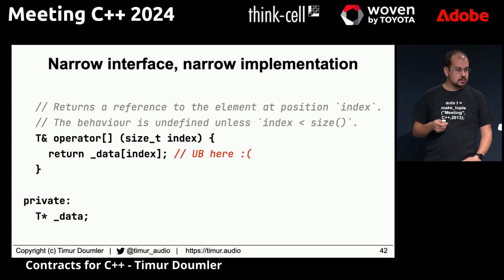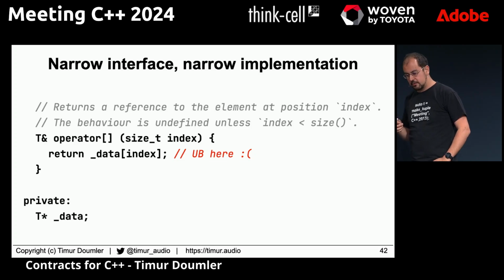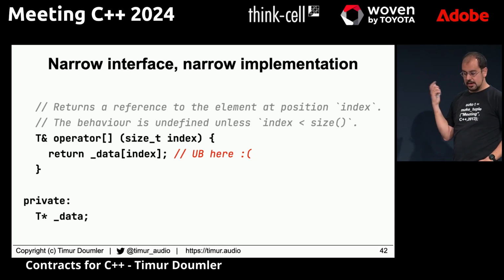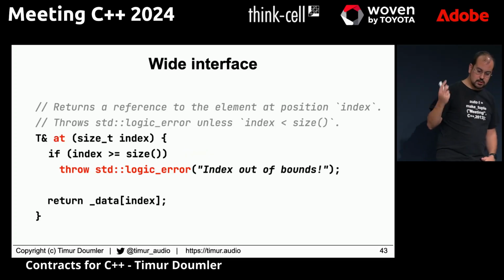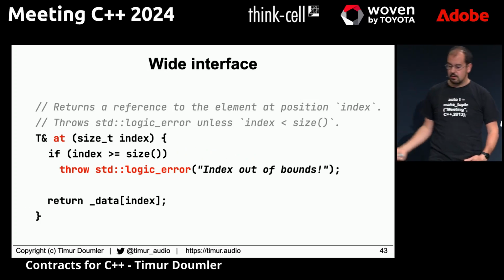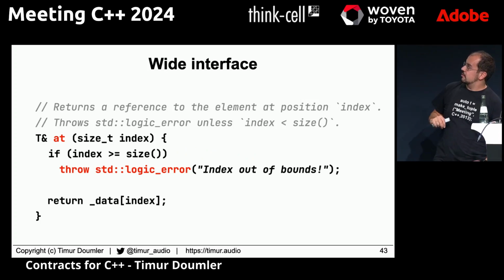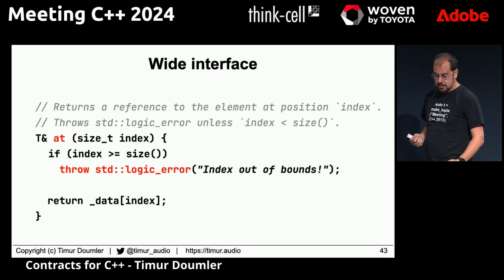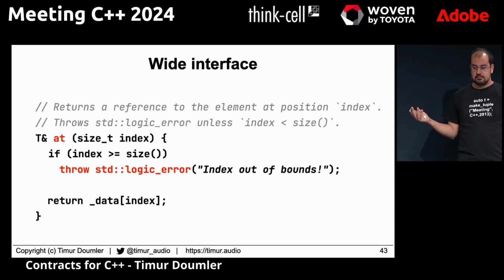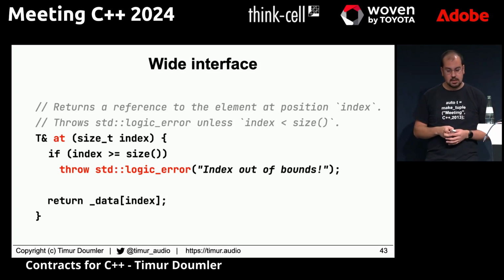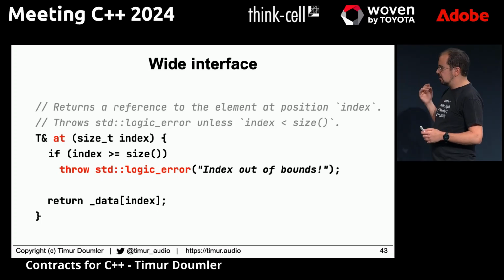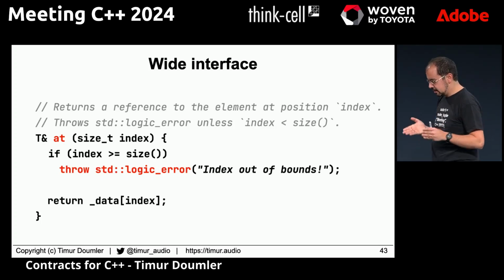You get UB here. So maybe you want to instead call a function with a wide interface where this is an error but not a precondition violation. So you want to handle the error. For example, instead of operator square bracket, use at, you throw an exception. Okay, then you don't have UB anymore. It's great, but it's not a good solution if you want to handle this as a bug.